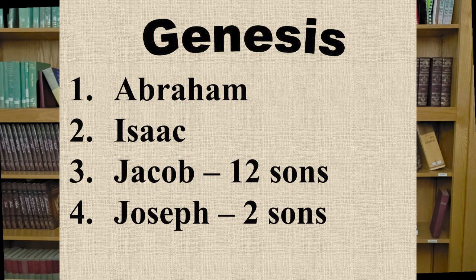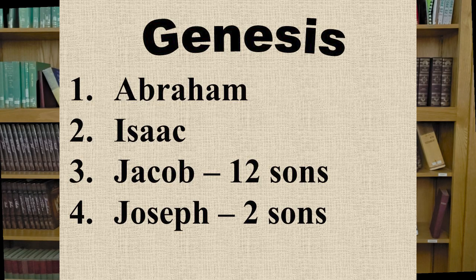The next person we look at is Isaac, the child of promise to Abraham and Sarah. He would have two sons, Jacob and Esau. Jacob is one of the sons of Isaac and Rebekah, and he would go on to have 12 sons. He would also go on to wrestle with God, and God would change Jacob's name to Israel. Finally, Joseph. Joseph was one of Jacob's sons, and his brothers sold him into slavery into Egypt.